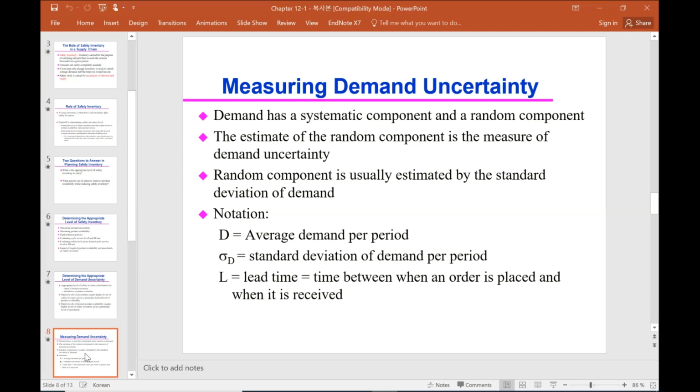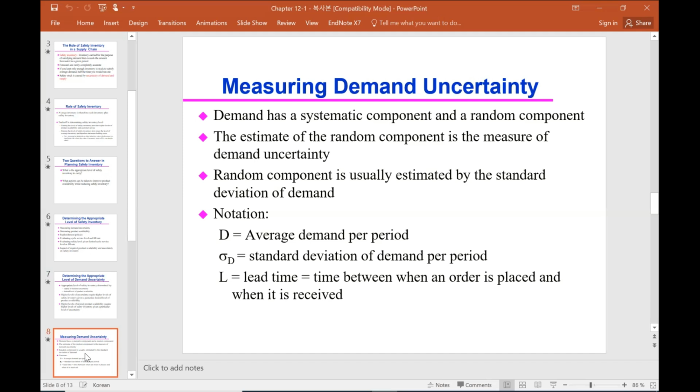The demand from cycle inventory has a very different meaning. In order to describe the uncertainty of demand, we use the so-called standard deviation. Sigma D here is the standard deviation of demand during a certain time period. Also, L here is the lead time. We already learned about lead time: it is the time difference between when we place an order and when we receive the product.